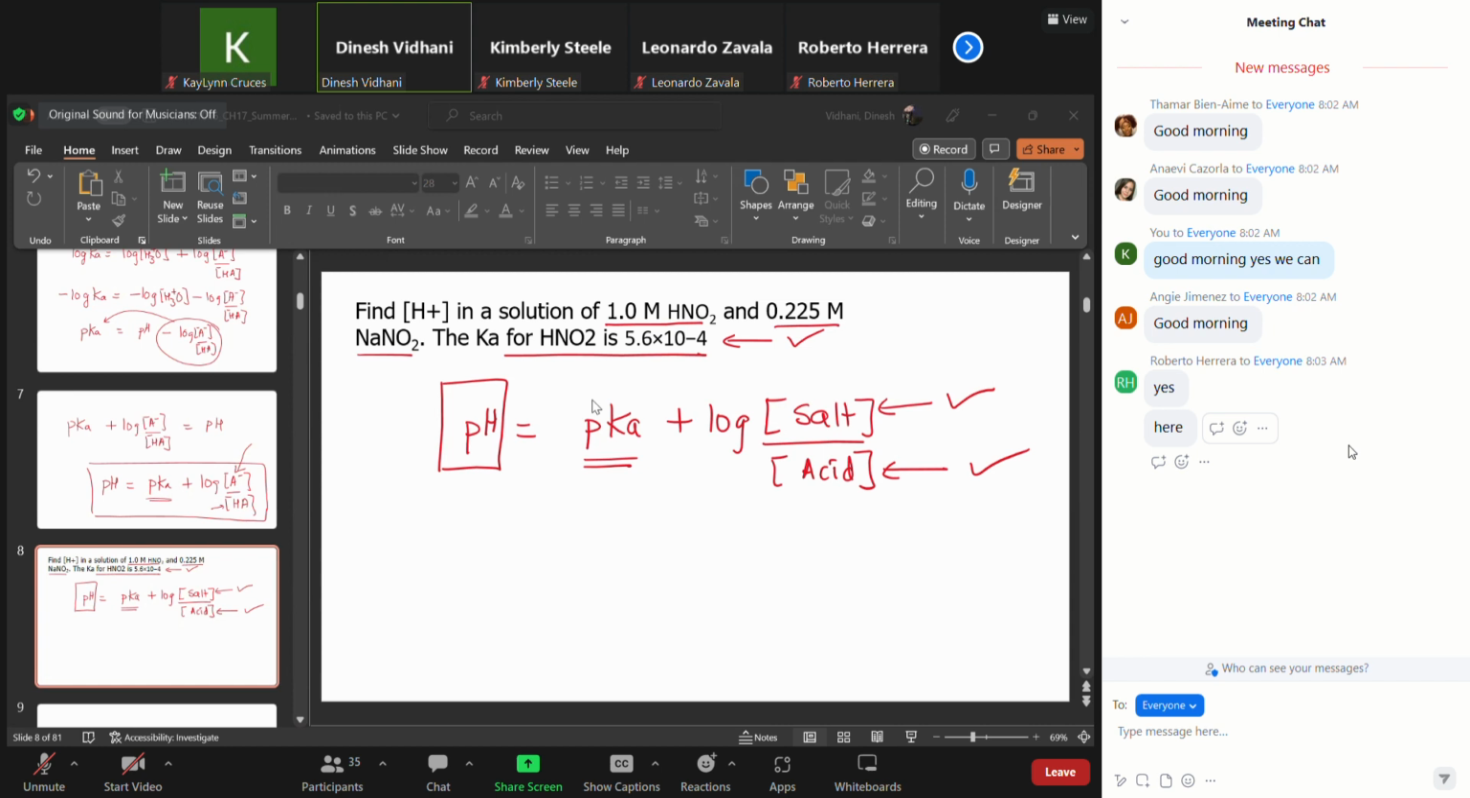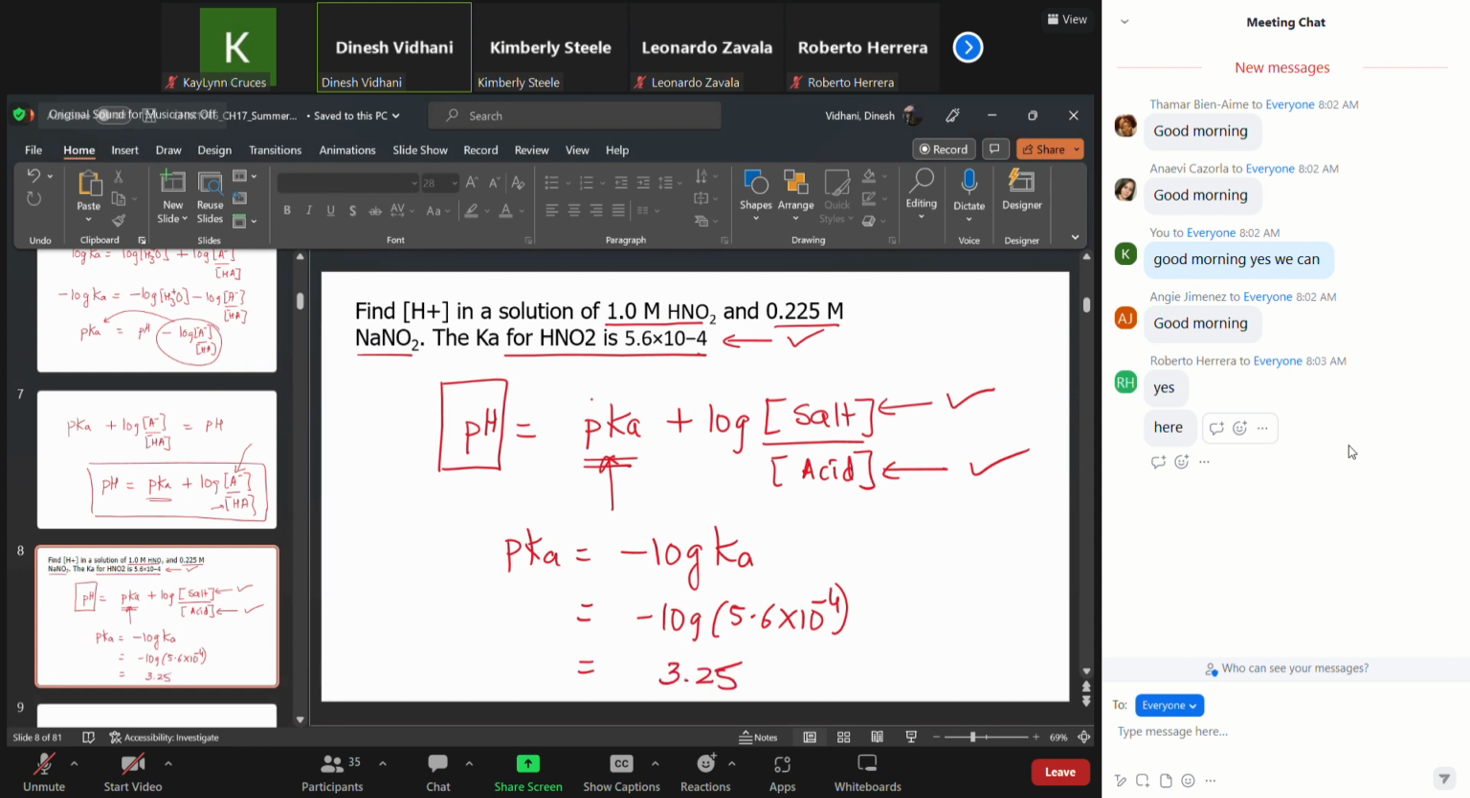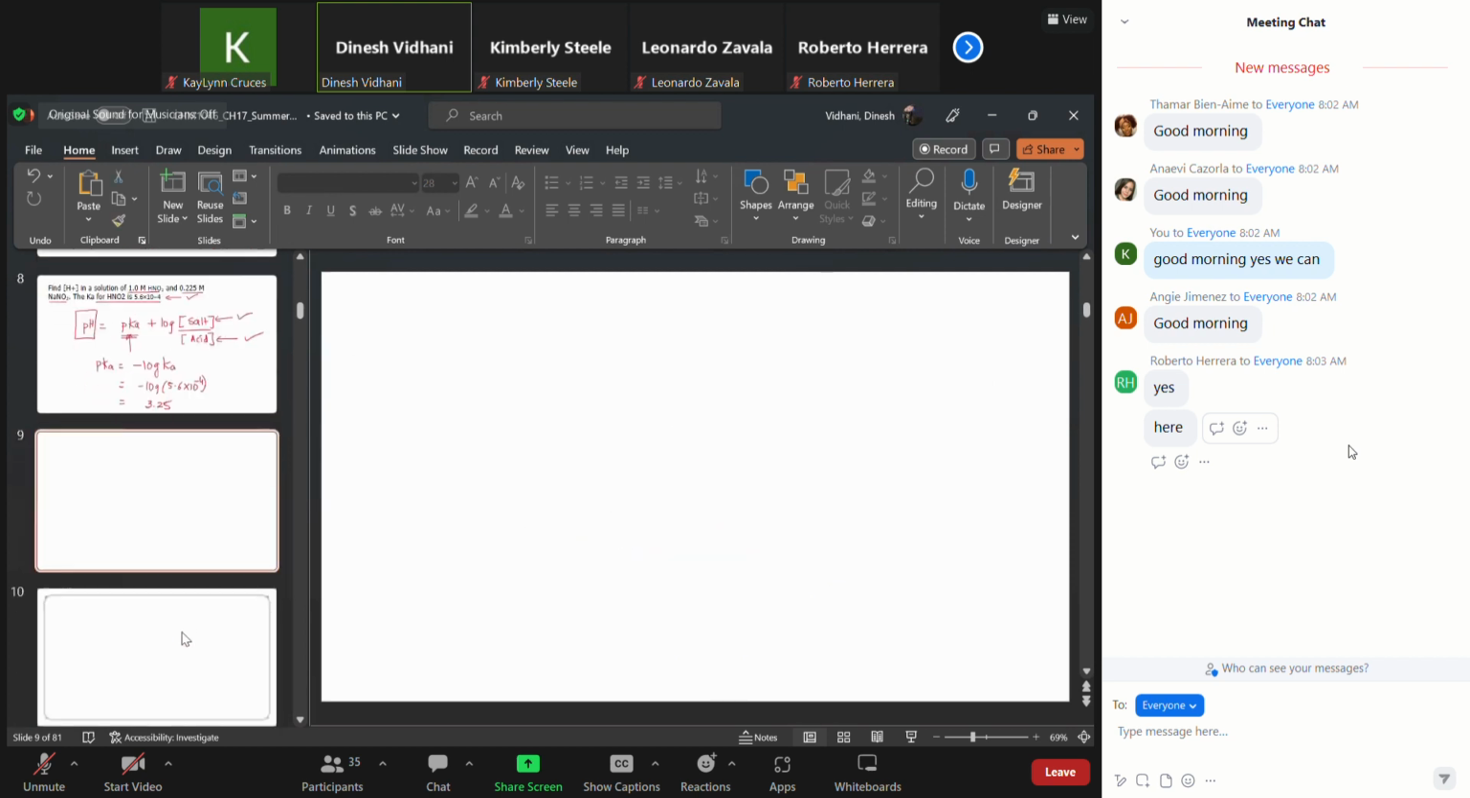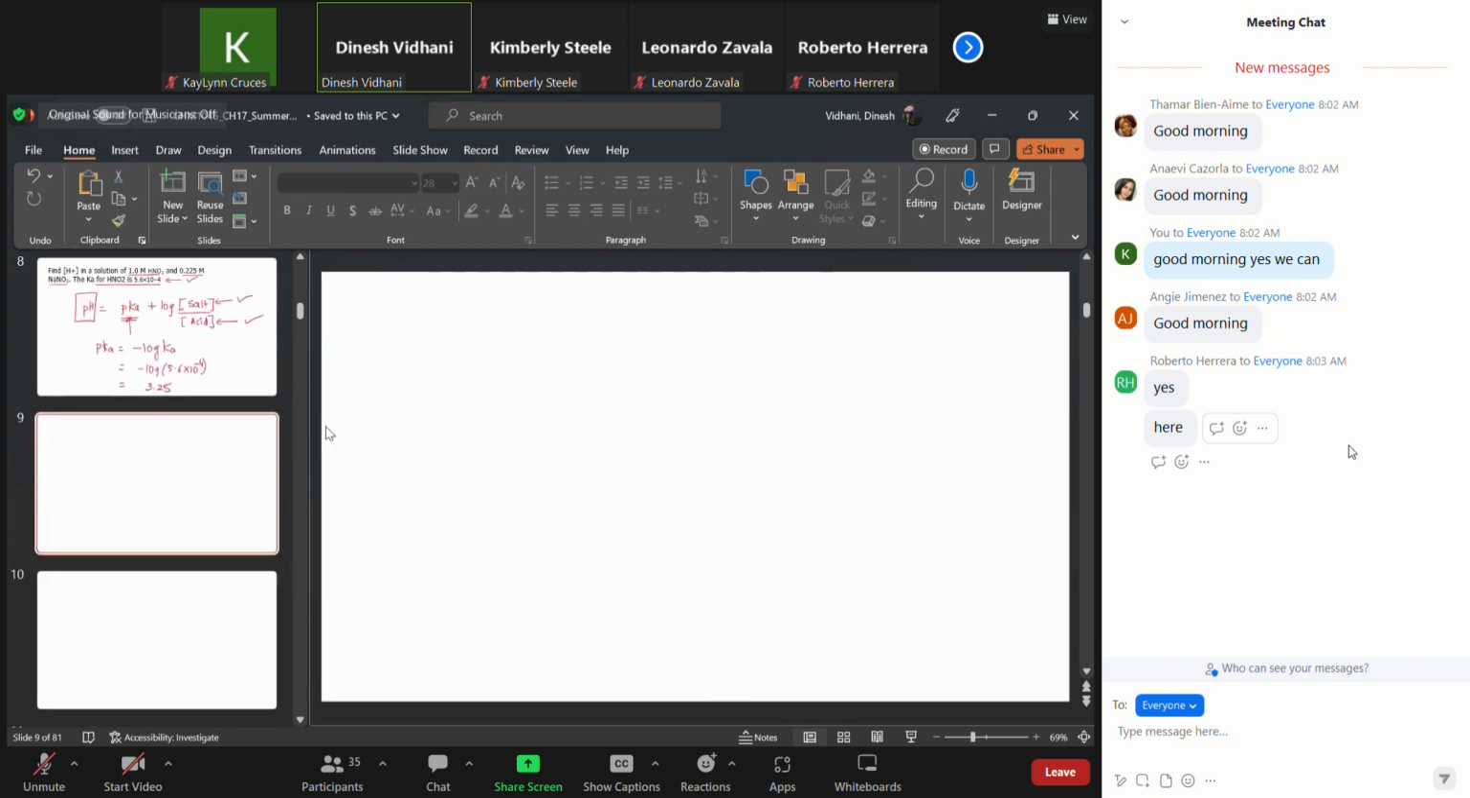So let's start with the pKa, right? We need to find this value. Now, how do we do that? pKa equals negative log Ka. That's going to be negative log 5.6 times 10 to the power negative 4. So it should turn out to be 3.25. How many of you are getting 3.25? Yes, got that part. Okay, so that one is there. Now let's plug in the values for the acid and the base concentration.